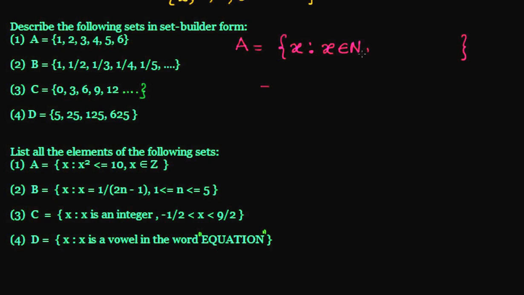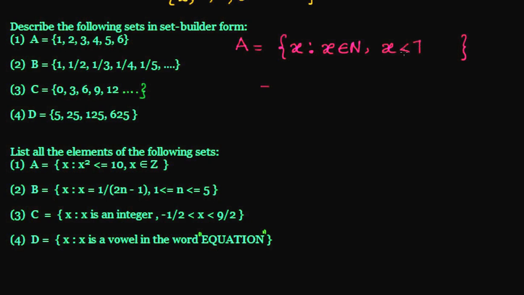Why am I saying that? Because you are starting from 1. That means counting numbers: 1, 2, 3, 4, 5, 6. That means x should be less than 7. X belongs to N, x less than 7.